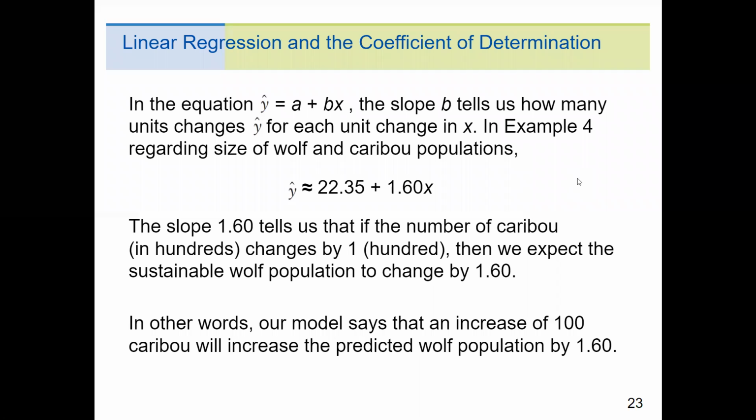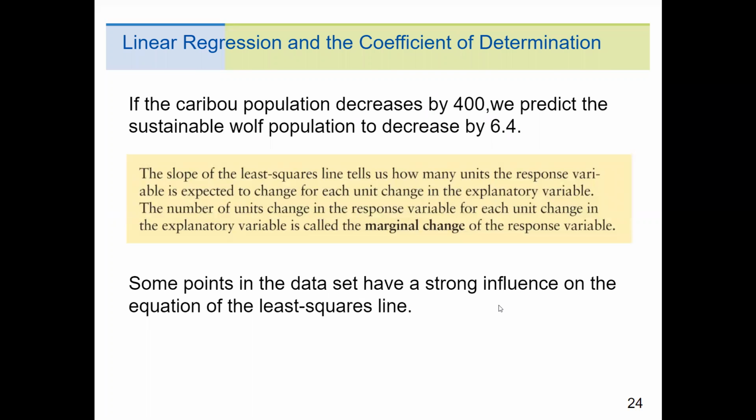In each equation, the slope b tells how many units change in y hat for each unit change in x. In example 4, regarding size of wolf and caribou populations, the slope tells us that if the number of caribou in hundreds changes by 1, or 100, then we expect the sustainable wolf population to change by 1.6. In other words, our model says that an increase of 100 caribou will increase the predicted wolf population by 1.6. If the caribou population decreases by 400, we predict the sustainable wolf population to decrease by 6.4.